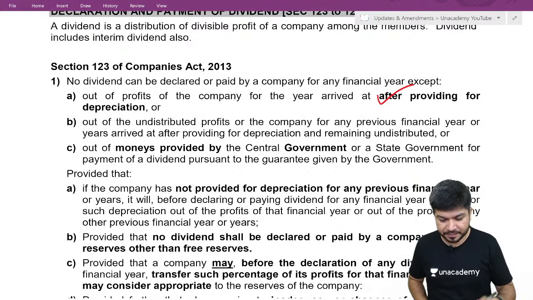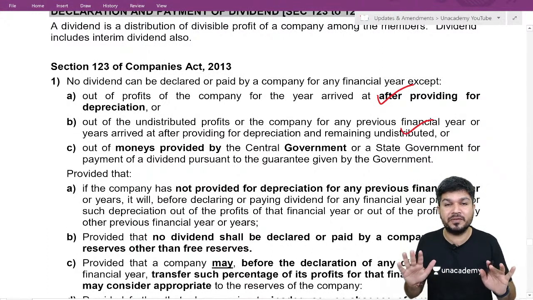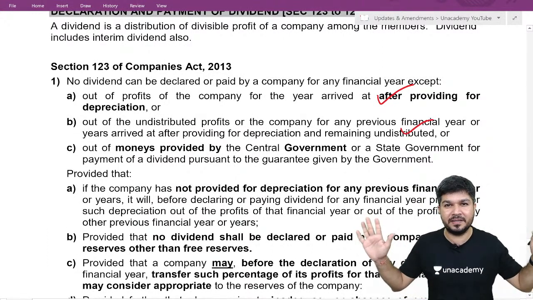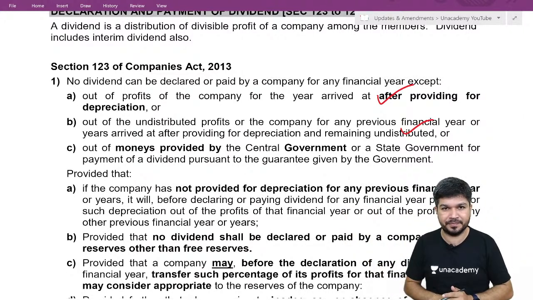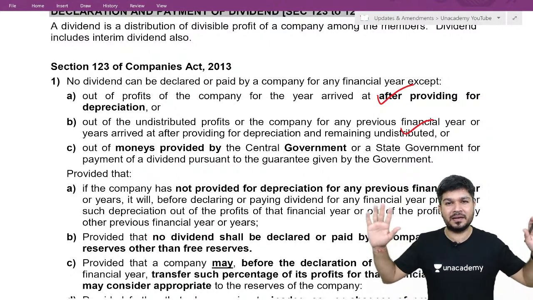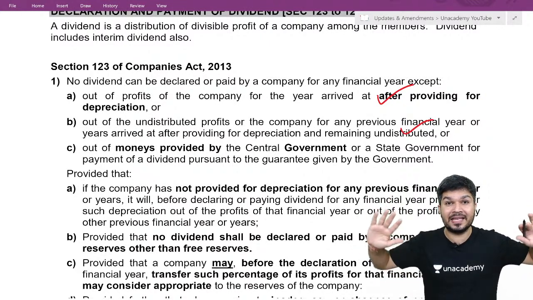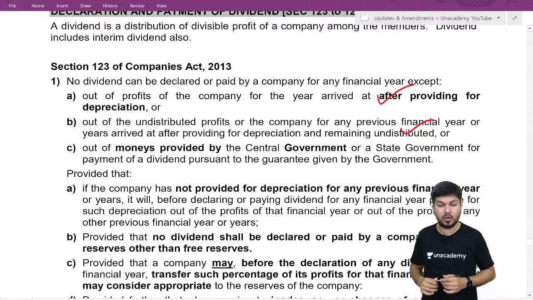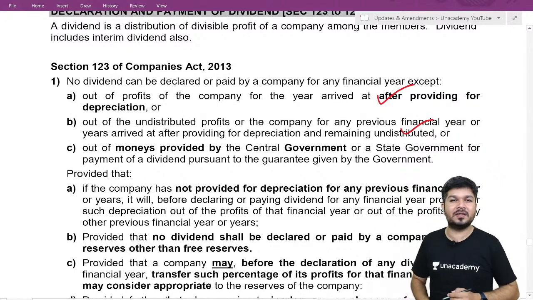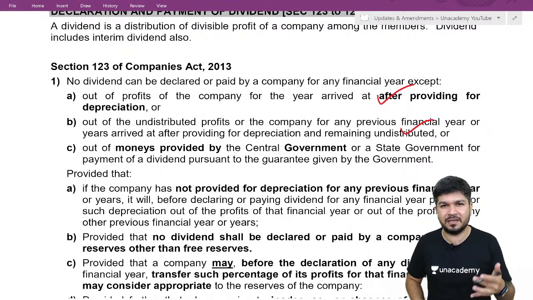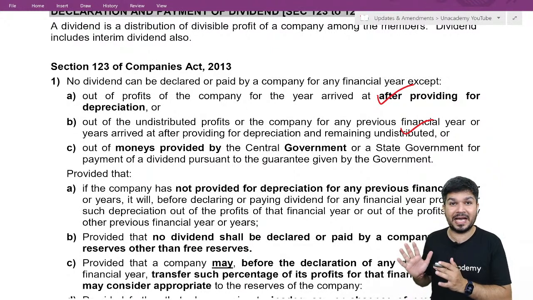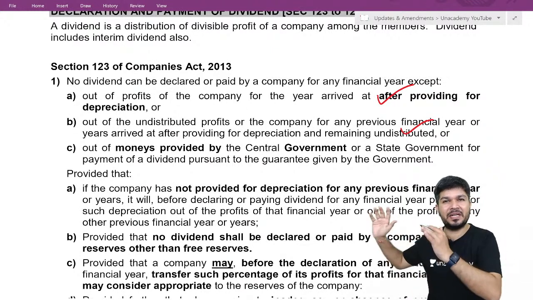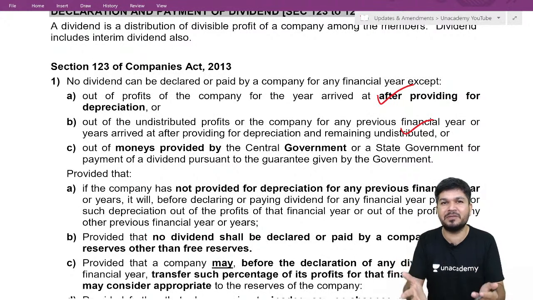Past profits, after providing depreciation, might be lying in your P&L retained earnings or in some free reserves, like general reserve. Either way, they should also be after providing depreciation. And third, it can be out of money given by the central government, but CG will give money only to government companies, and that too where they've given a guarantee. If CG has given a guarantee of some minimum dividend in a government company, then it will be there. In private companies it will not be there.